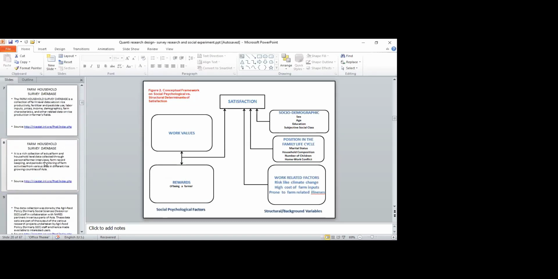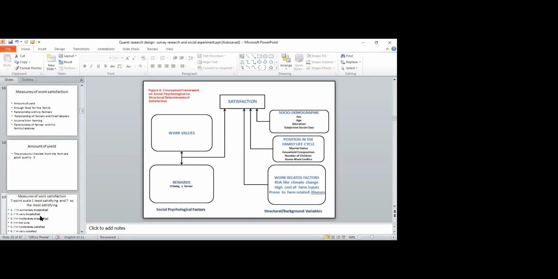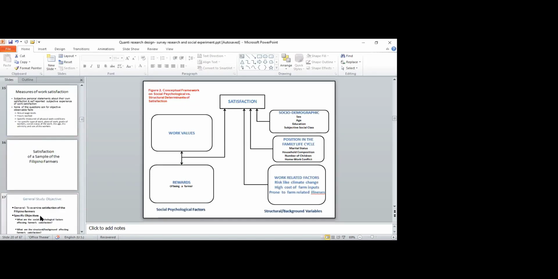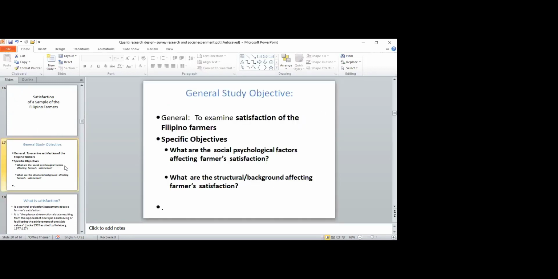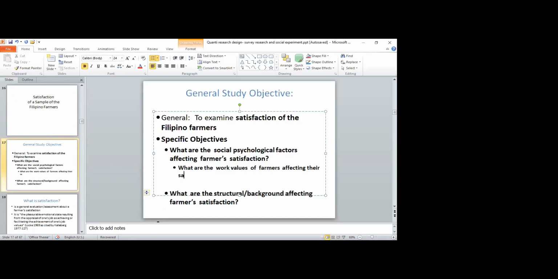Okay, so where is that? So what do we put here under? Okay, under that we have rewards. What are the work values of farmers affecting their satisfaction? Okay, see, this is what we are doing.